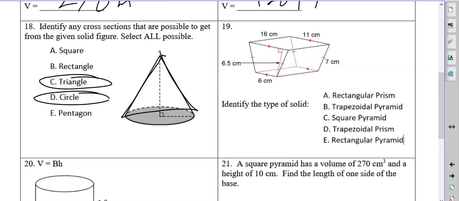All right, 19, identify the type of solid. Well, it doesn't have a point, so it's not a pyramid. And then look at the end shapes. They are trapezoids, not rectangles.